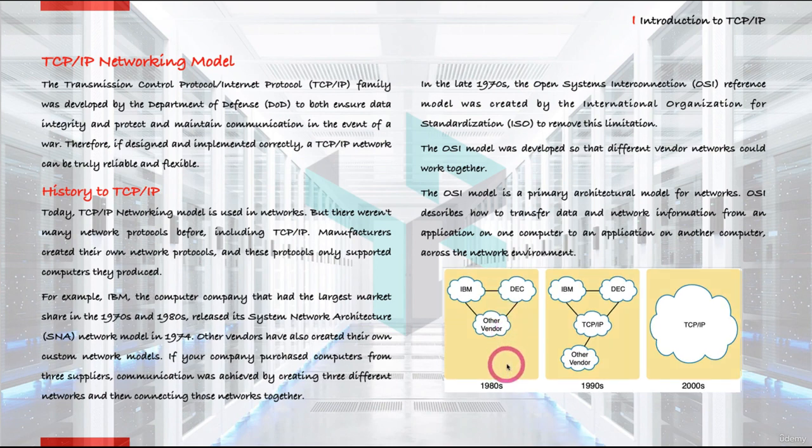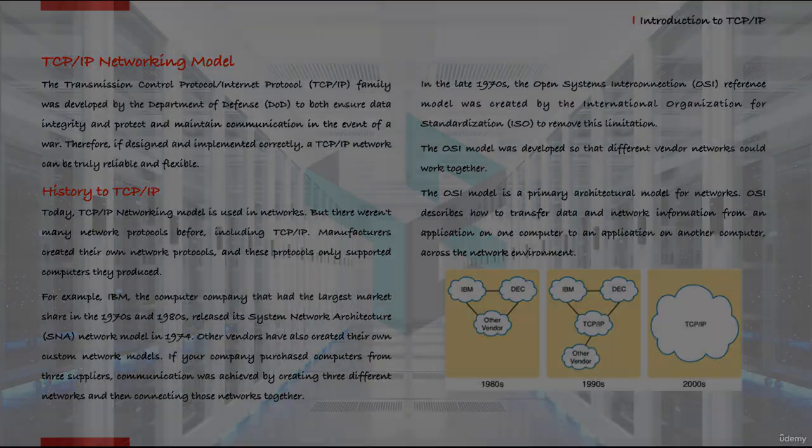Here's how each manufacturer used its own network protocol in the 1980s. IBM computers would create a network between themselves, other manufacturers would create a network between themselves, and then you could communicate by networking between all three manufacturers. By the 1990s, TCP/IP was slowly becoming more and more widespread. Devices using IBM were again creating a network among themselves, and other manufacturers were creating a network among themselves, and then we connected these networks using TCP/IP. By the 2000s, all manufacturers started to use TCP/IP and our devices started to communicate over TCP/IP.